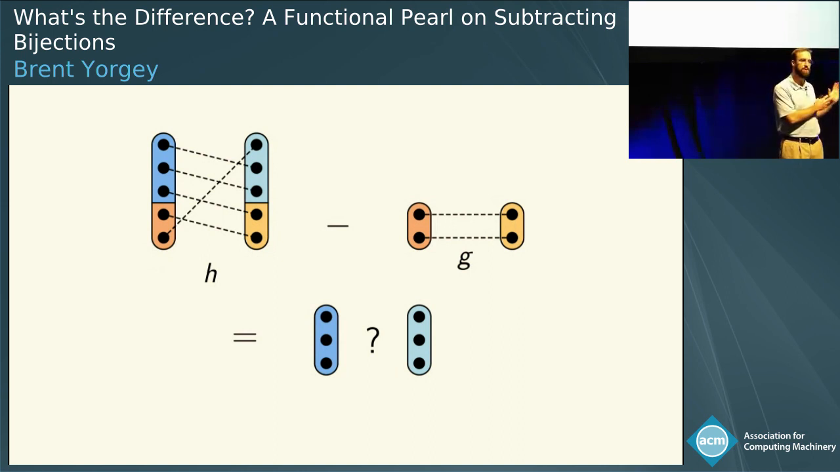Just by looking at H and G, can I use the information contained in H and G to decide which things I should match up? I know one must exist. Can I find one? So I want you to turn to your neighbor and see if you can figure out how to do this. You have 60 seconds starting now.